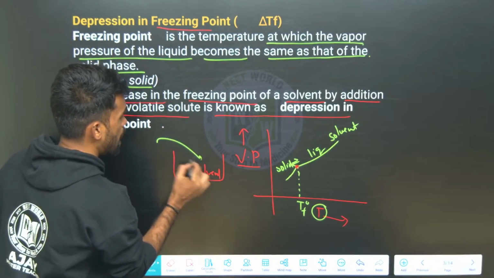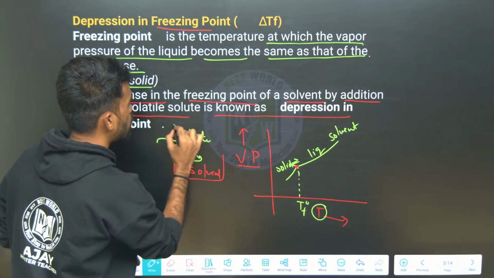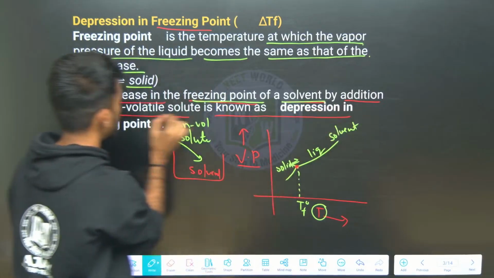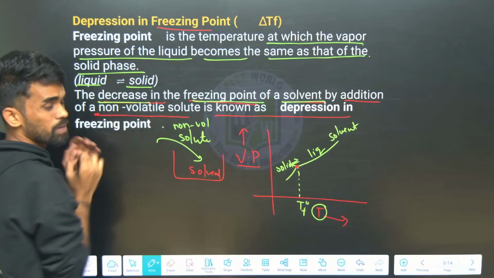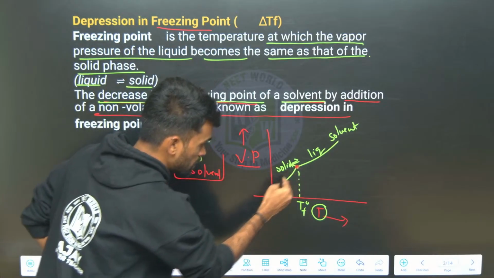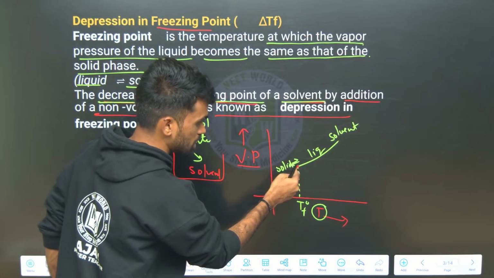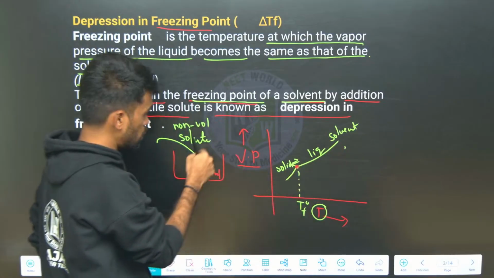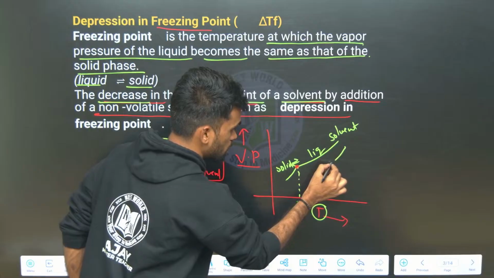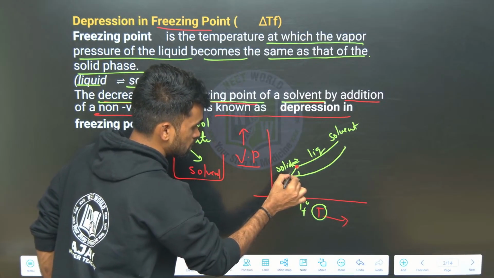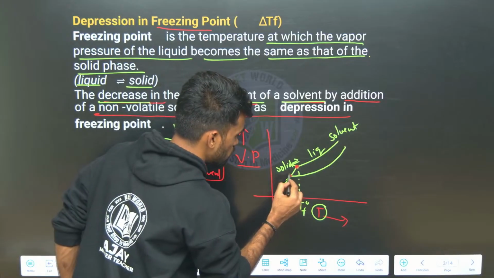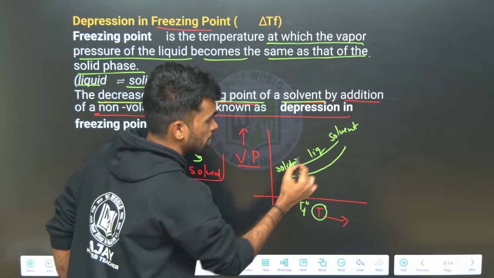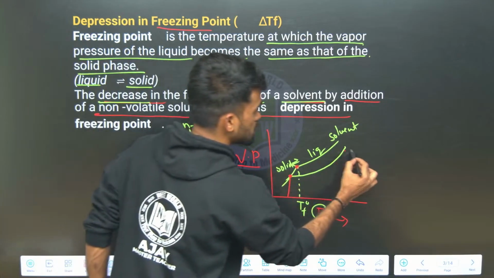Now what I am doing is adding some solute. This solute is a non-volatile solute. When non-volatile solute is added, the freezing point of the solvent decreases. It means this point moves further downside. After adding solute to this solvent, it becomes a solution. So let us say it comes somewhere like this. This is a point where solid and liquid are in equilibrium, and this is for the solution.